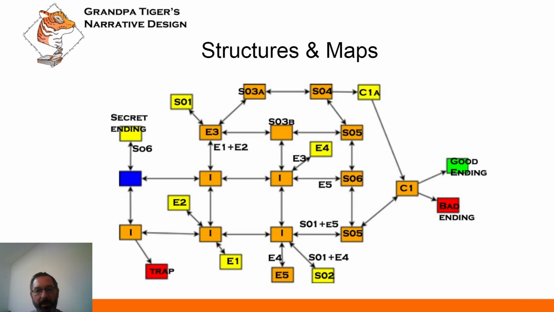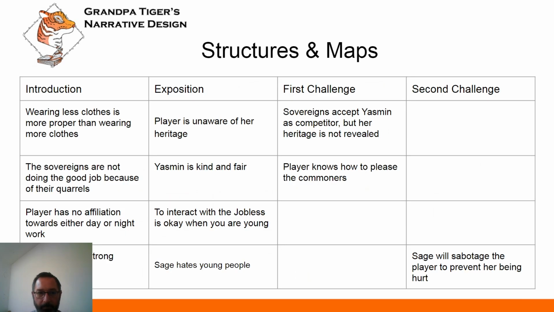So a perception map can also be a list. For example, here we have introduction, exposition, first challenge, second challenge. These are the parts of the plot structure. And then we have info, which is important to plant early. It's very important to keep track of, because the earlier you plant some info, the later it will explode. I mean, in a good way. So for example, if the player doesn't, here we have introduction.